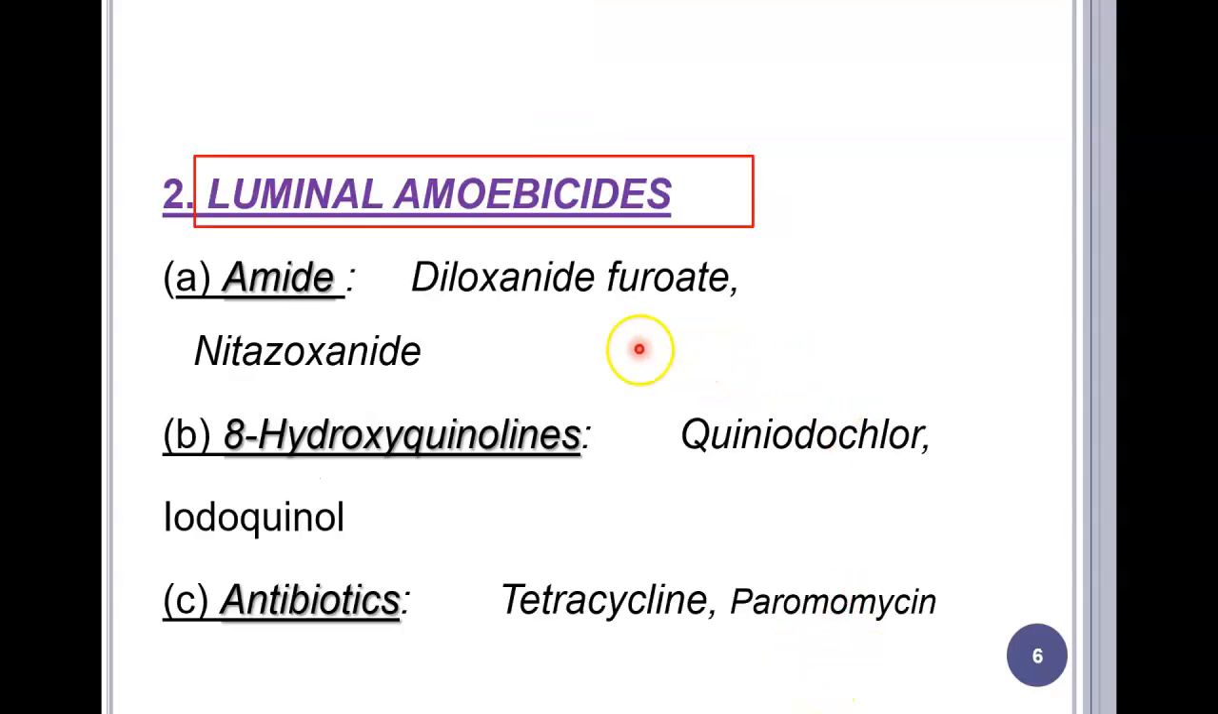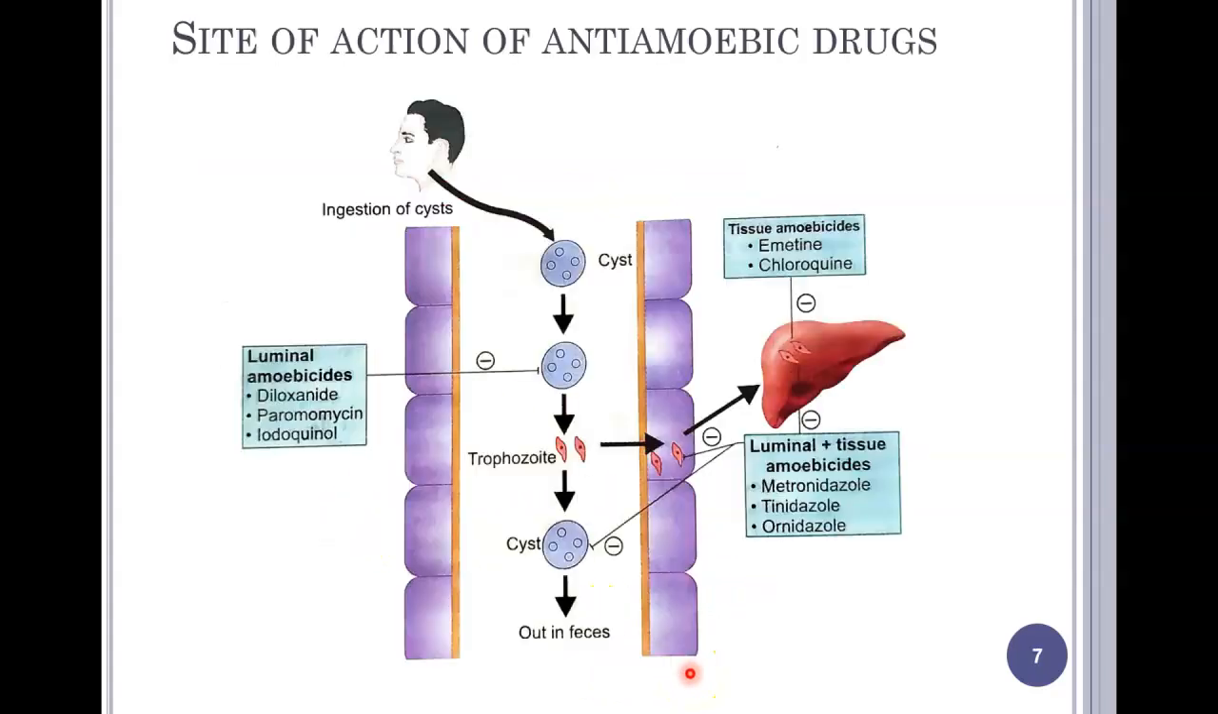The luminal amoebicides include amides, 8-hydroxyquinolines, and antibiotics. Amides are diloxanide furoate and metronidazole. 8-hydroxyquinolines include quiniodochlor and iodoquinol. Antibiotics include tetracycline and paromomycin. The luminal amoebicides act in the intestinal lumen, and these include diloxanide, paromomycin, and iodoquinol. The tissue amoebicides include emetine and chloroquine. Both luminal and tissue amoebicidal action are present for metronidazole, tinidazole, and ornidazole.